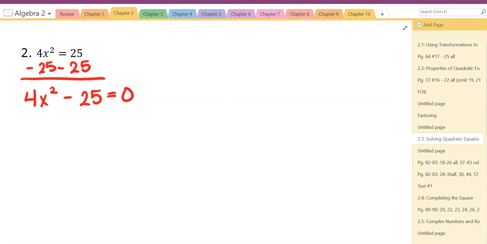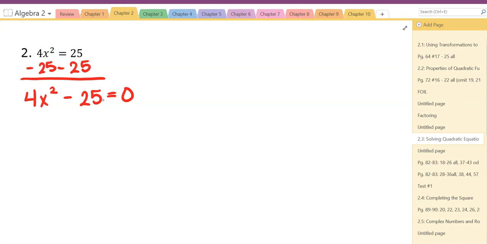Do you guys remember what I told you to do on one that looks like this? So see if there's anything that you could take out. Is there anything that 4 and 25 share? No, they don't have anything in common. But is there something that you guys notice about the numbers 4 and 25? They're perfect squares, right? Can I take the square root of 4 and get a whole number? And can I take the square root of 25 and get a whole number?